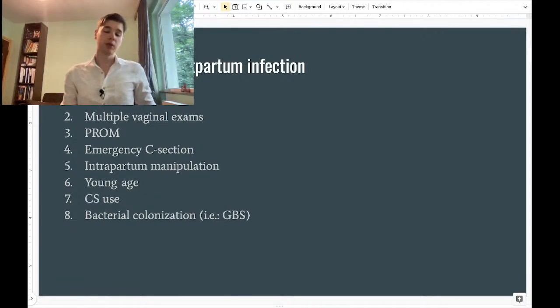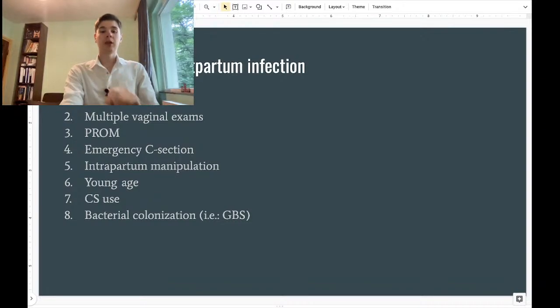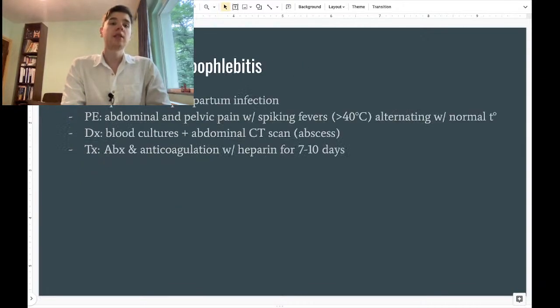Now, the patient was actually treated for postpartum infection. As we saw, practically we treat it with gentamicin plus clindamycin, and if it is resistant, we add ampicillin. However, she developed a complication known as septic pelvic thrombophlebitis. This complication of postpartum infection presents as abdominal and pelvic pain with spiking fevers more than 40 degrees Celsius alternating with normal temperature.